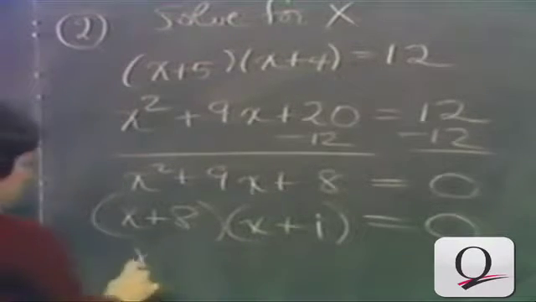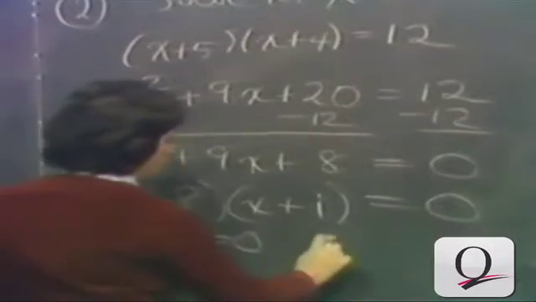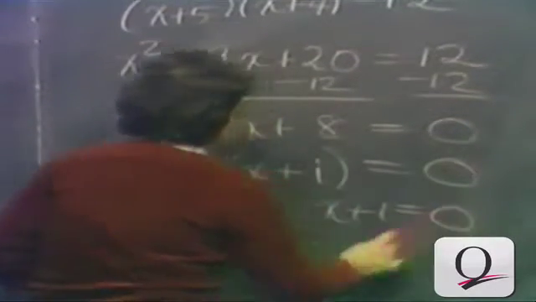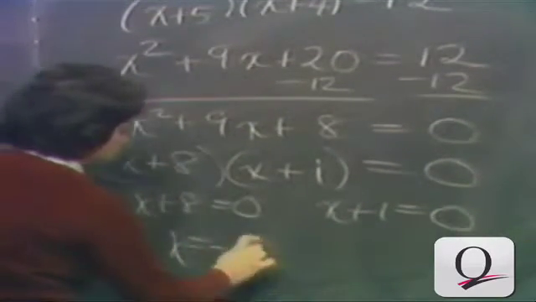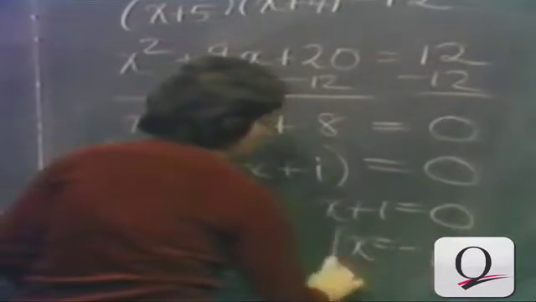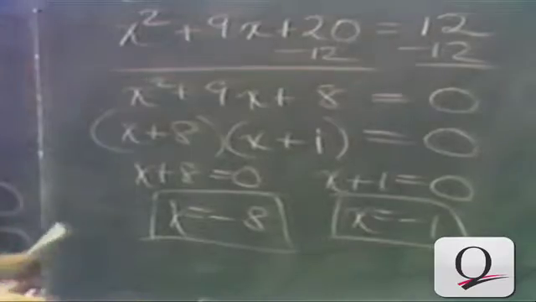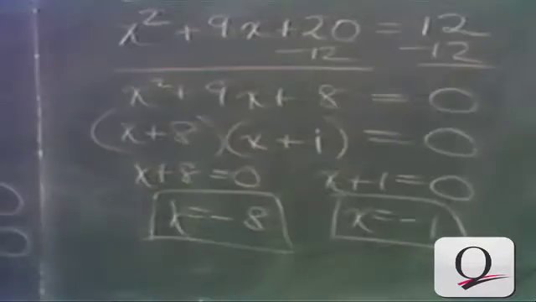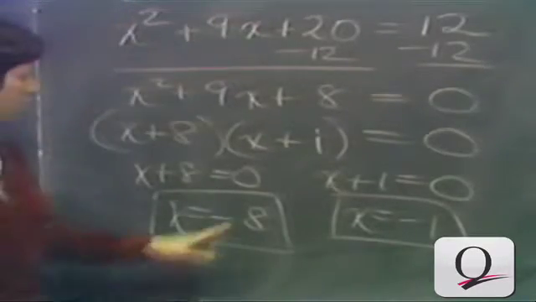You set, therefore, the first factor equal to 0 and the second one equal to 0, giving us two solutions, x equals minus 8 and x equals minus 1. And of course, you can check these in the original equation.